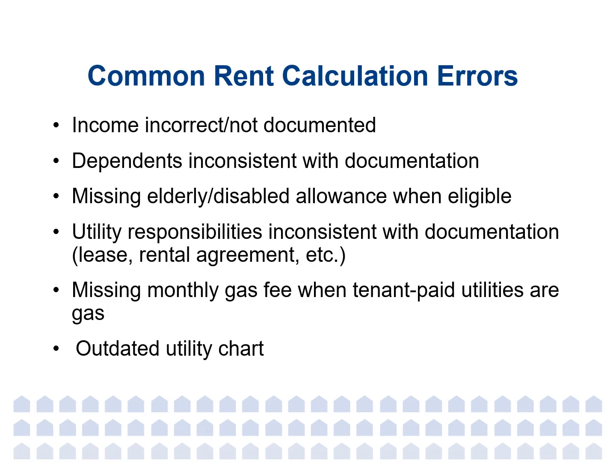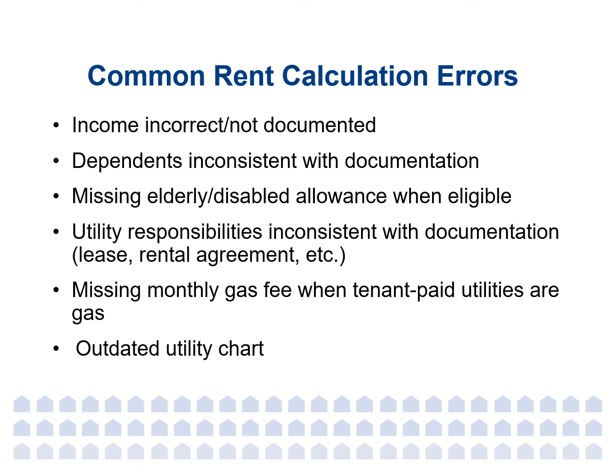This slide lists some common errors that we see when reviewing rent calculation forms. Sometimes income is entered incorrectly, or there is no documentation to support the amount entered on the form. Every rent calculation form must have documentation to support the amounts entered. If the participant provides new income documentation on the day you are providing them with their rent calculation, you will need to void the original form and recalculate their rent with the new income information.